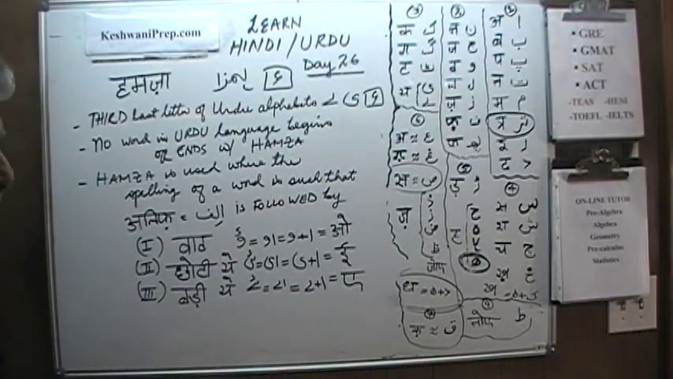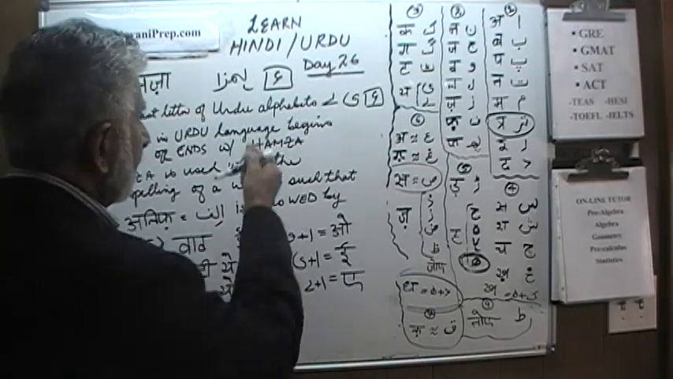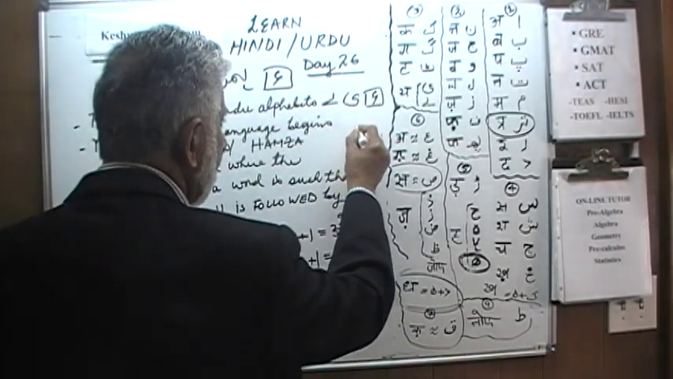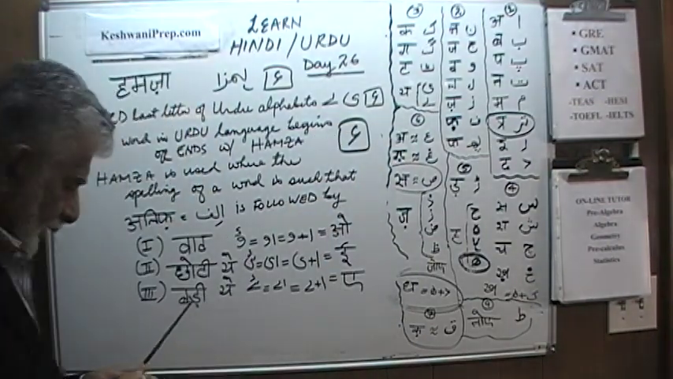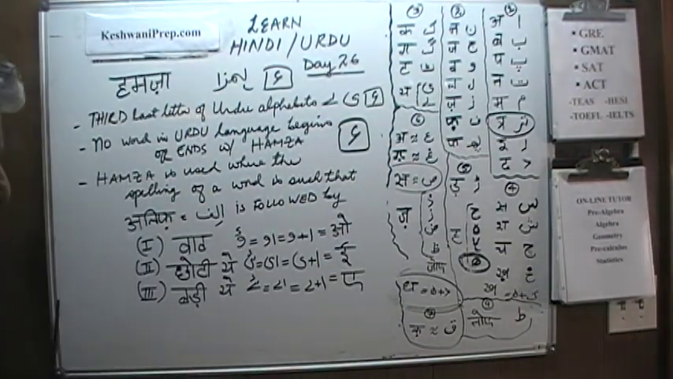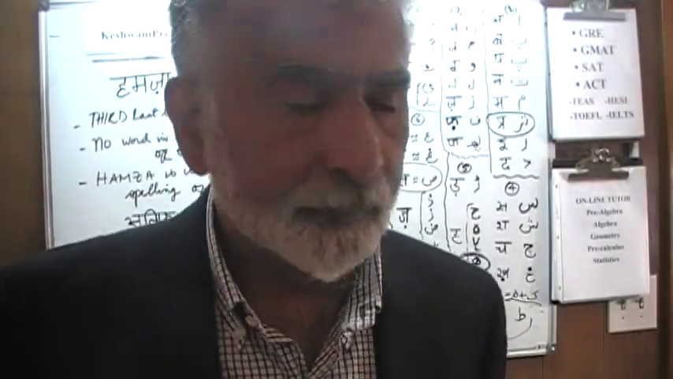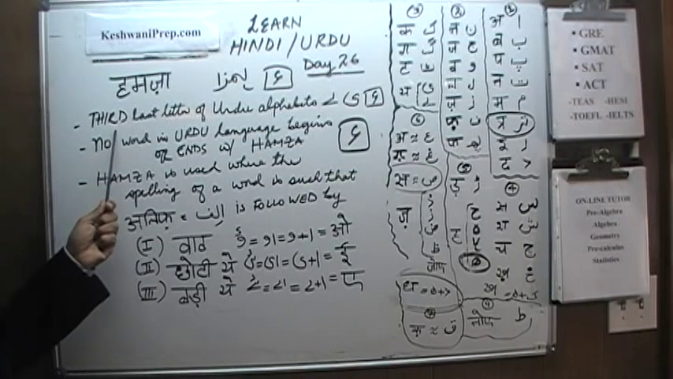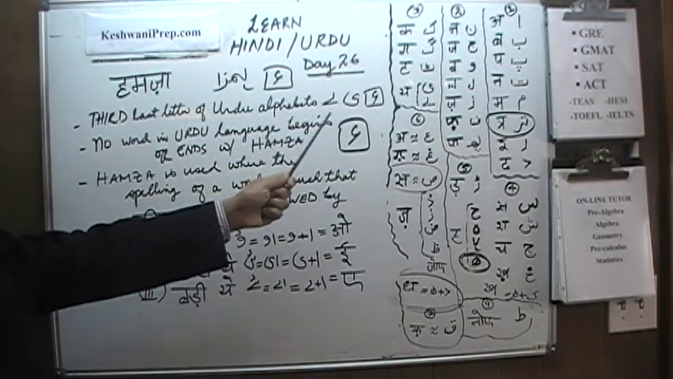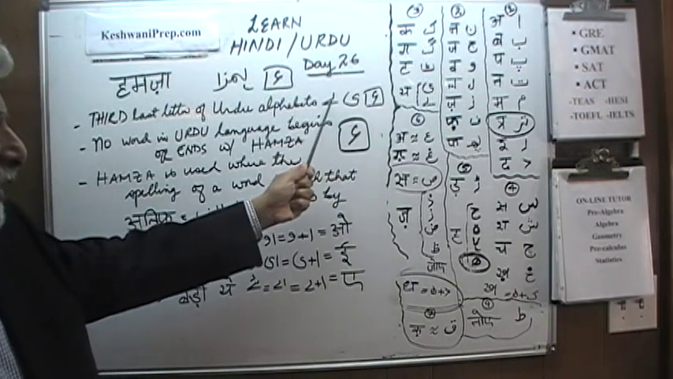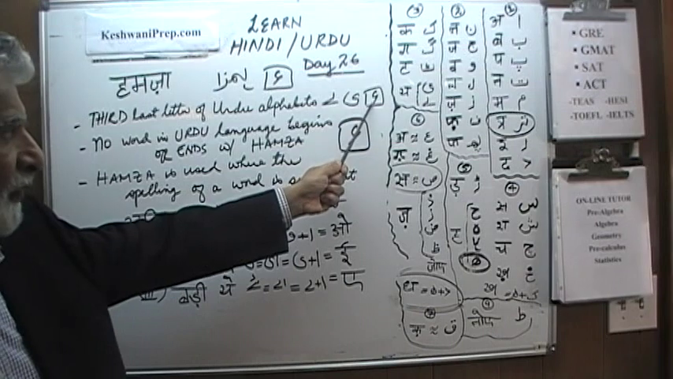So here's a brief introduction of Hamza. First of all, it looks like this, as you see right there. I'm going to make it a little bit bigger here. It goes like that and it goes like this. This is what it looks like. And I was about to say this letter, but even though it's part of the alphabet, it's not really a letter. It is the third last letter of the Urdu alphabet. We have a Hamza, then a Choti Ye, and a Badi Ye. That's how the alphabet ends in Urdu. Choti Ye, Badi Ye. Right before that is Hamza.